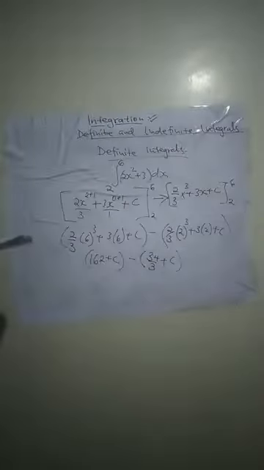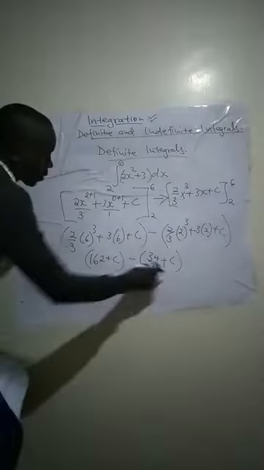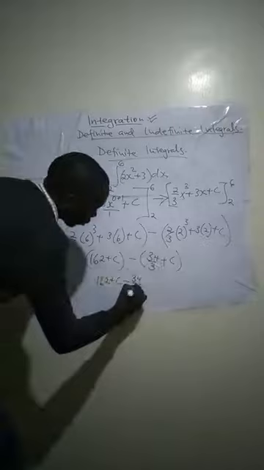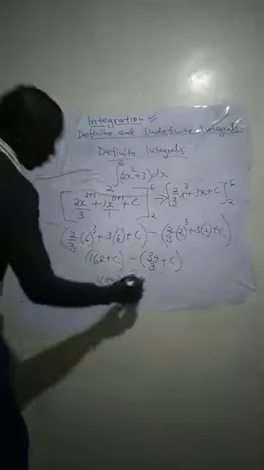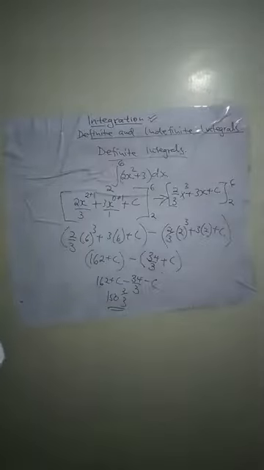When you simplify this, when you open the brackets, we get 162 plus c, minus 34 over 3, minus c. I want you to see how c cancels out. So collect the like terms. We have 162 minus 34 over 3, which gives us 150 and 2 over 3. And the other one, c minus c is 0. So the answer is 150 and 2 over 3. That is an example of a definite integral.